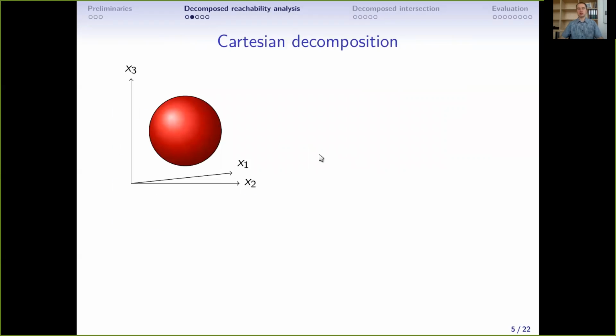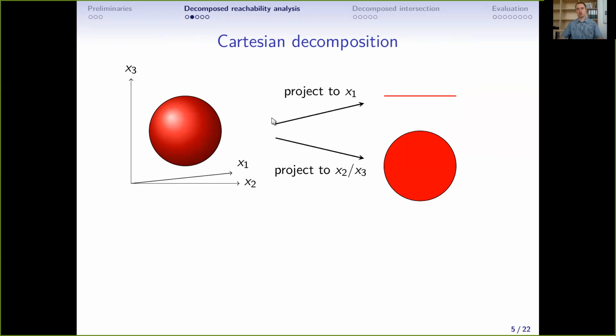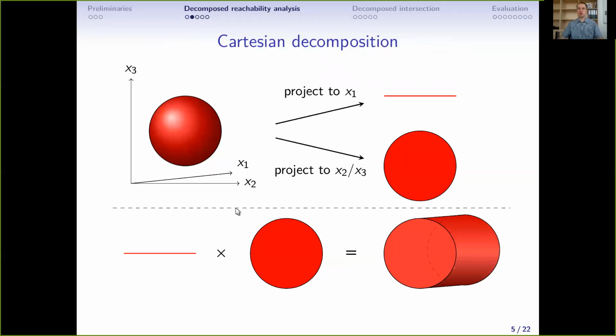And the key concept here will be that of Cartesian decomposition. Let's look at this three-dimensional sphere here, and let's project it to x1 and to the x2, x3 plane. In x1, we get an interval. In the plane, we get a disk. And now we can recombine these two sets with a Cartesian product to obtain a three-dimensional set again. In this case, this is a cylinder. And it's easy to see that this set will be a superset or an over-approximation of our original sphere.